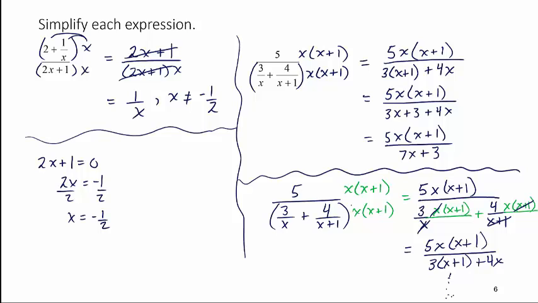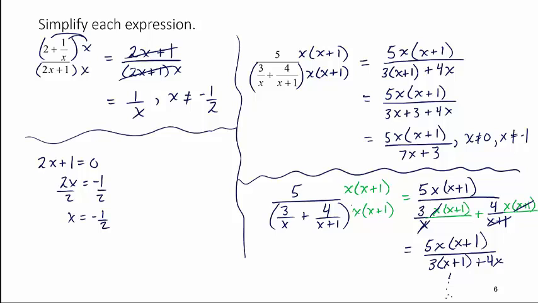Okay. Oh, I just realized I forgot about the domain restrictions on this one. So let's go back up here. We didn't cancel anything out, so I didn't really think about it. But with complex fractions, x can't be 0. If we look at the original expression, what were the denominators? x and x plus 1. So x can't be 0 and x can't be negative 1.